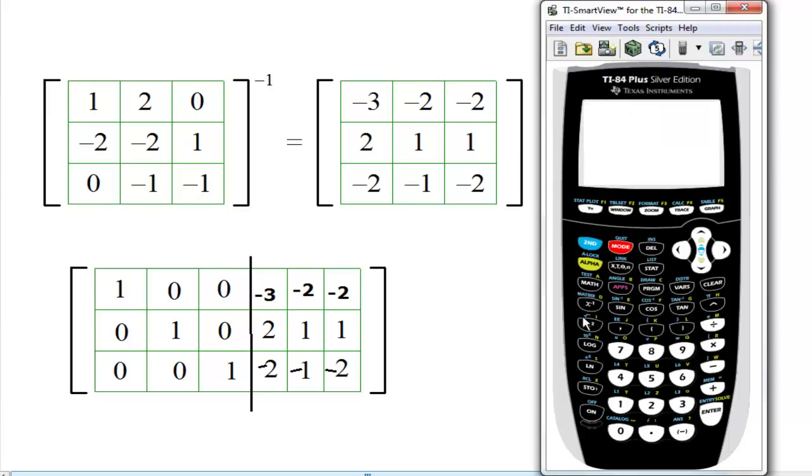Now what do we want? We want the inverse of this matrix. So just go ahead, type in A, then take the power, and we want which power? The -1. Let's see if it accepts it. It did. So what we have is -3, -2, -2, 2, 1, 1, and -2, -1, -2. So we obtained the correct answer, or you could have multiplied them together and seen that you have the identity matrix. All right.